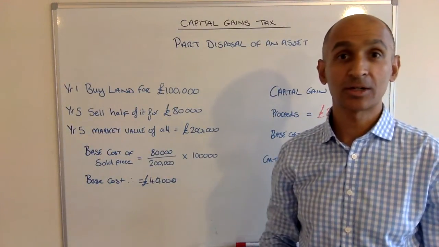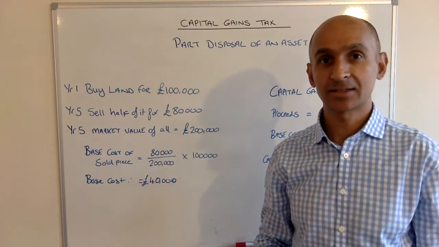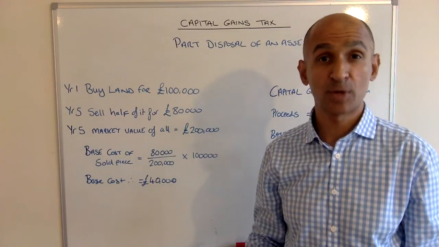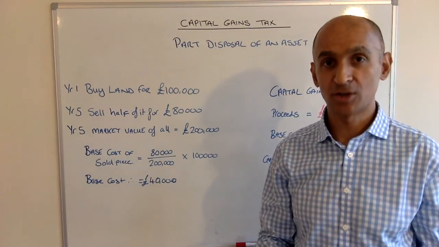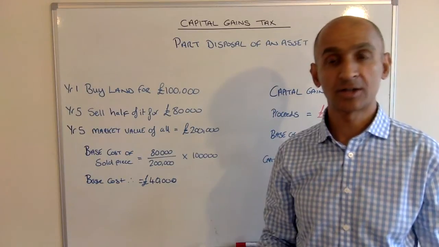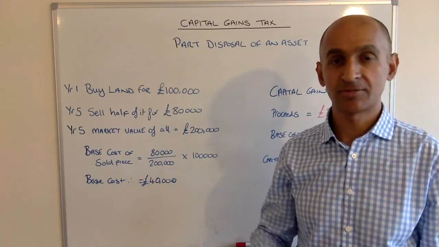This video is going to look at part disposal of an asset. So normally in capital gains tax you would have an asset that you've bought, perhaps land or property, an investment property, and when you sell it, the proceeds of the sale minus the cost of purchase and any fees associated with purchases are deducted, and then you pay capital gains tax less any allowances on the difference.